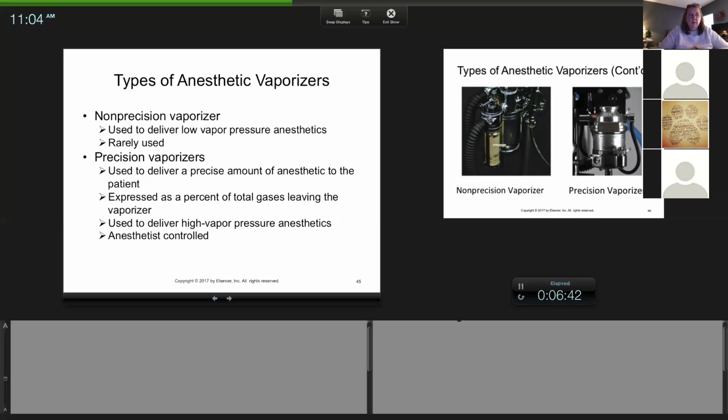And I don't think any of you on externship would use it, because technically non-precision vaporizers, the current agents that we have available have high vapor pressure and they need a precision vaporizer. It's not safe to run a non-precision vaporizer with ISO or SIVO.